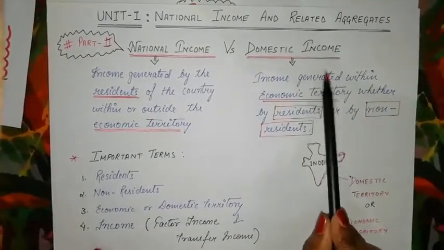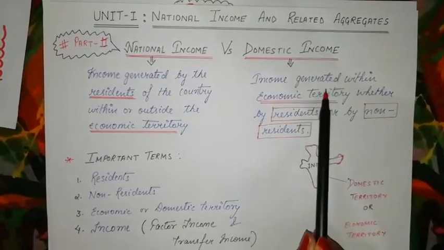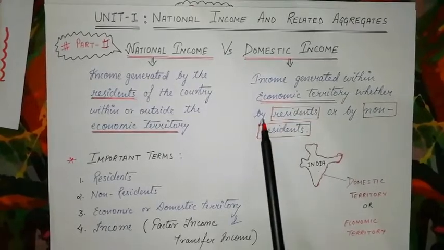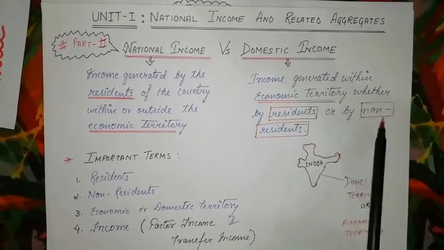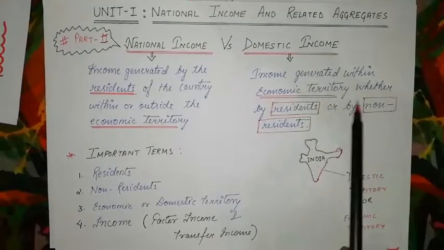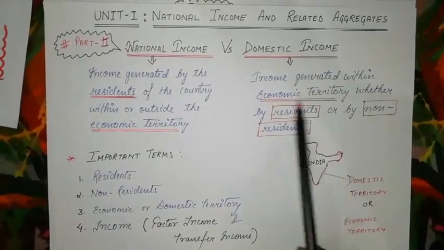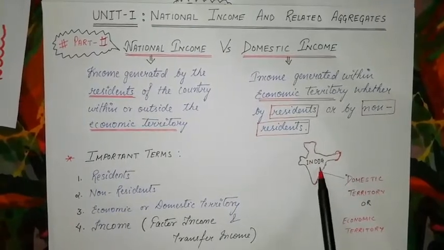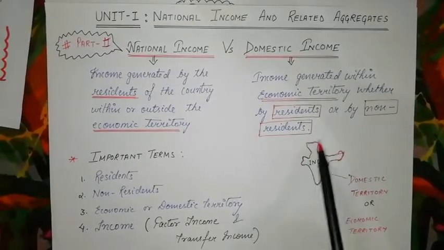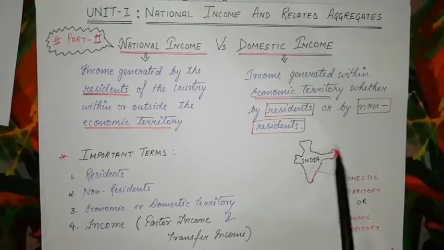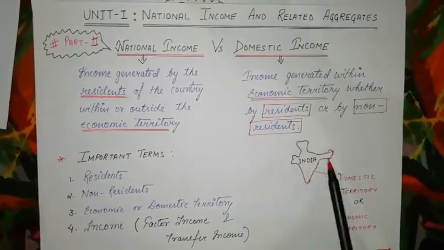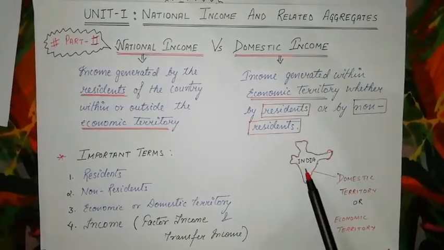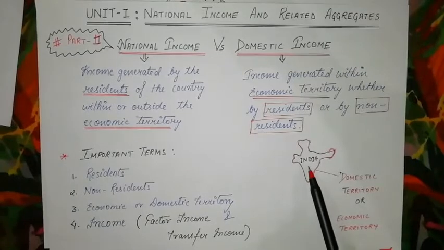But in case of domestic income, it is said income generated within economic territory, whether by residents or by non-residents. So here in this case, the focus is given to economic territory only. What is economic territory? This is the economic territory. If we take our country India, so under this boundary, this is domestic territory or economic territory. So under this boundary, whatever work is going on, whatever income is generated, will be termed as domestic income, right?